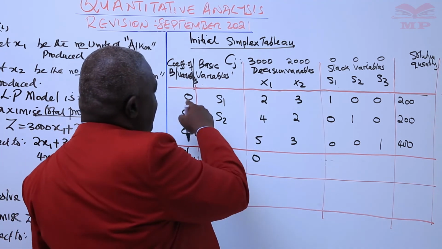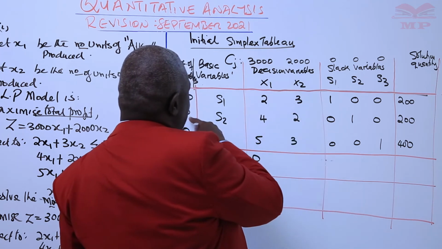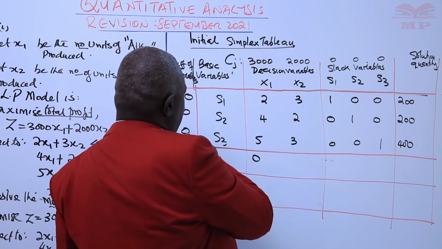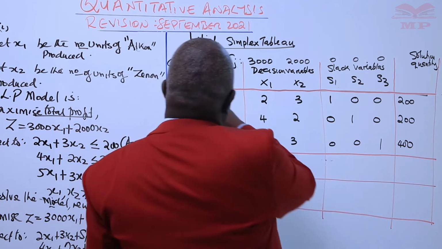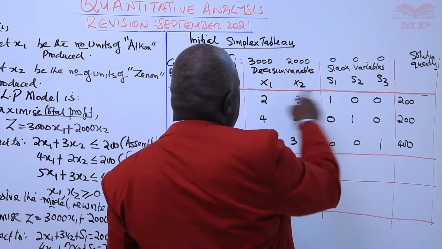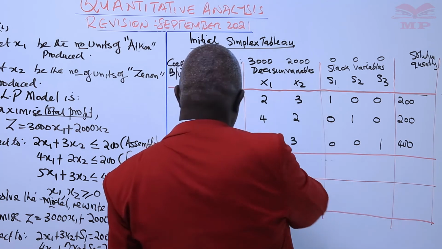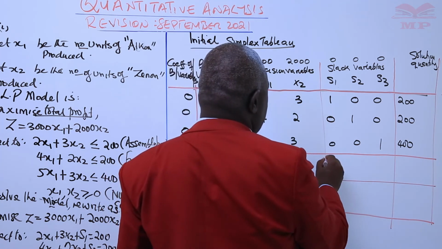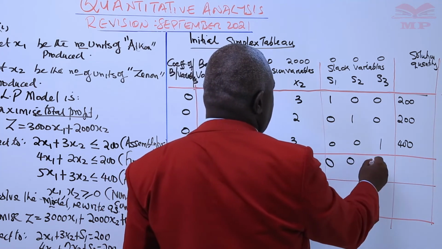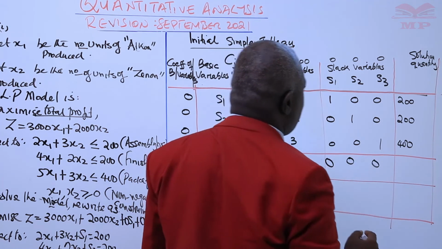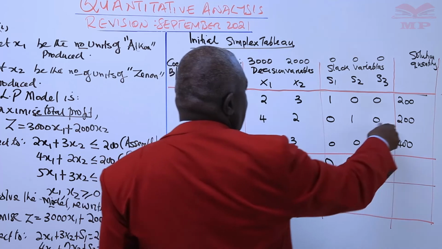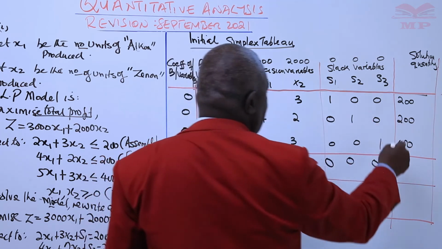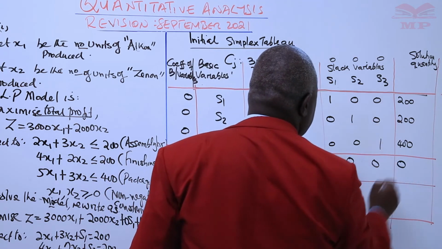The next would be this times that plus this times that plus this times that, that is still 0. Next, this times that plus this times that plus this times that, still 0. Likewise, that is 0, 0. And the final solution is this times that plus this times that plus that times that. So the initial solution for z is 0.